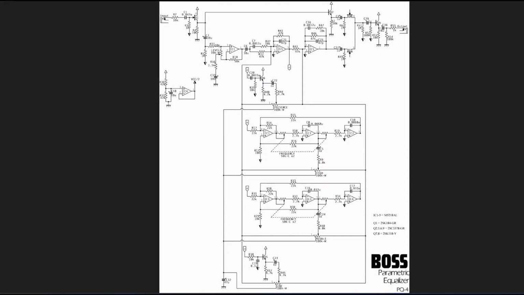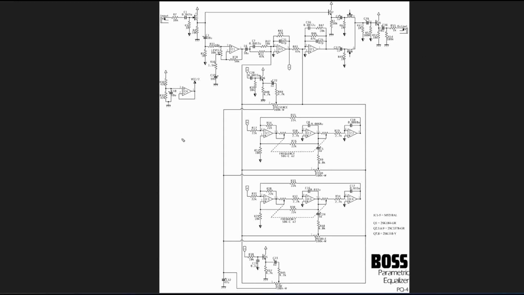A good example of this is that both Ibanez and Boss have circuits like this. And the circuit that we're actually going to look at is a Boss circuit. It is the Boss PQ-4. They call it a parametric EQ, but it's actually a semi-parametric EQ, and I'll show why that's the case in a little bit. But first, here's the schematic.